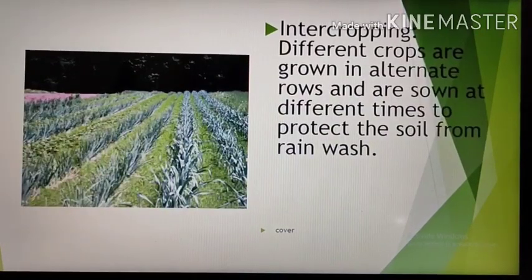Now over here you can see the next method, that is intercropping. The figure shows it very clearly. Now what intercropping actually means? It means when different crops are grown in alternate rows and are sown at different times to protect the soil from rainwash, that is called intercropping.